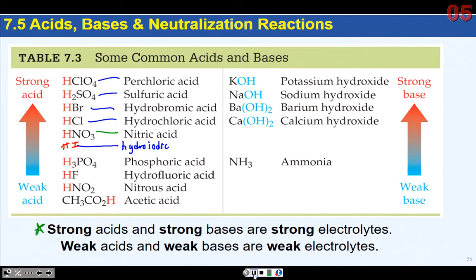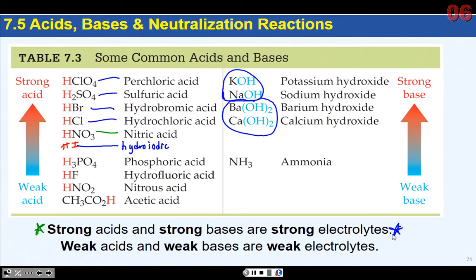Same thing is true for the strong bases. The strong bases are going to be things that are group 1 hydroxides, hydroxides of group 1 elements, things like sodium and potassium hydroxide. Also the group 2 hydroxides that are soluble, so things like barium and calcium. The lower part of group 2 hydroxides will be strong bases because, again, they're strong electrolytes.